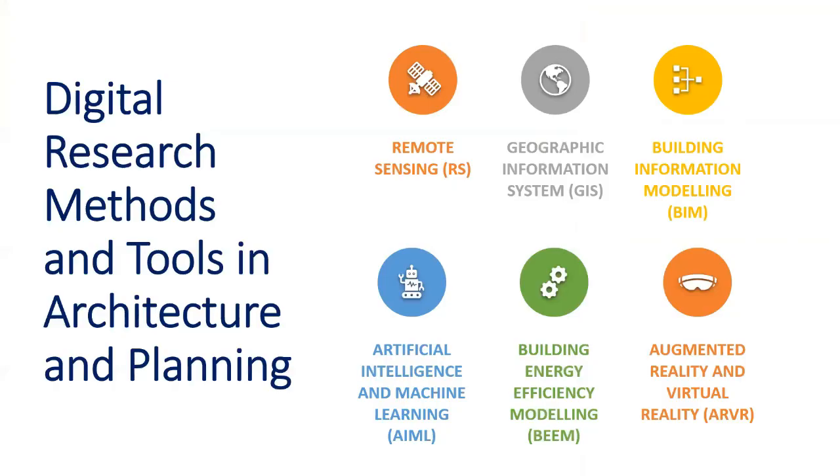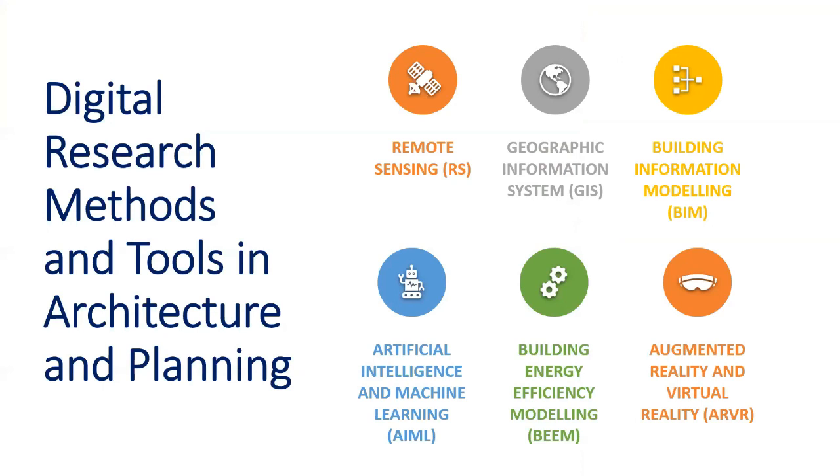Coming to the digital research methods and tools in architecture and planning, we will be discussing six digital research methods and tools. They are remote sensing, geographic information system, building information modeling, artificial intelligence and machine learning, building energy efficiency modeling, and augmented reality and virtual reality.